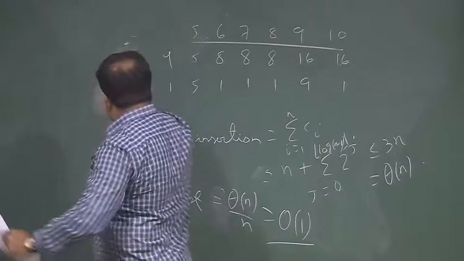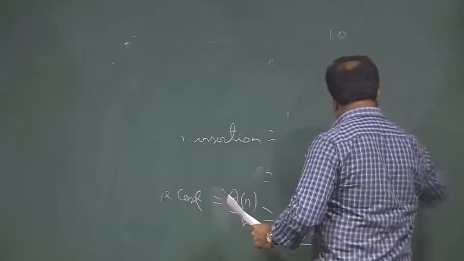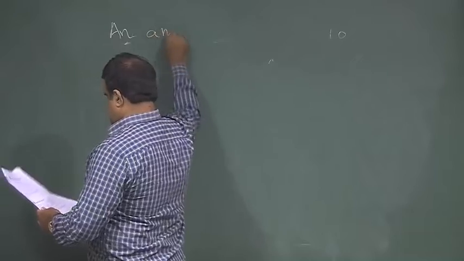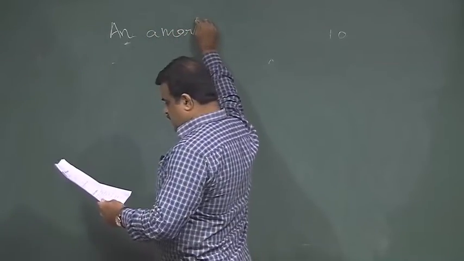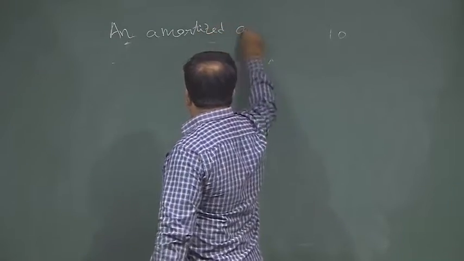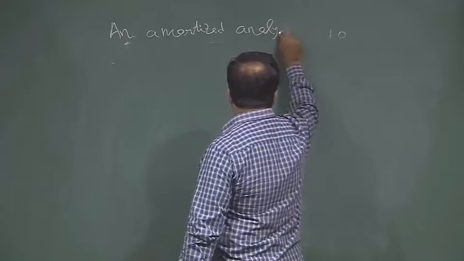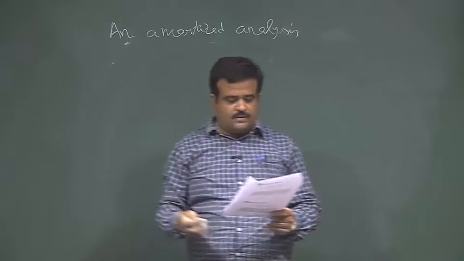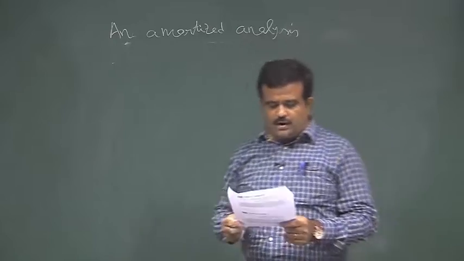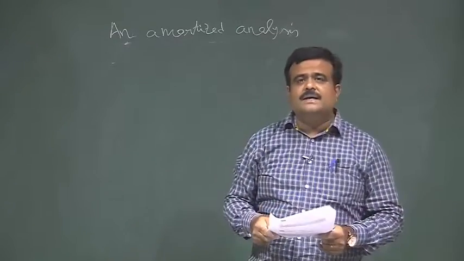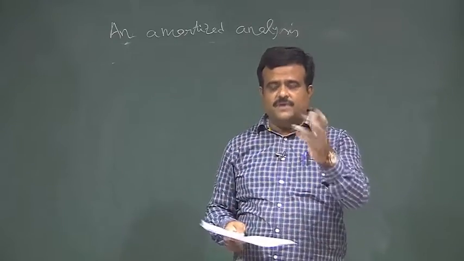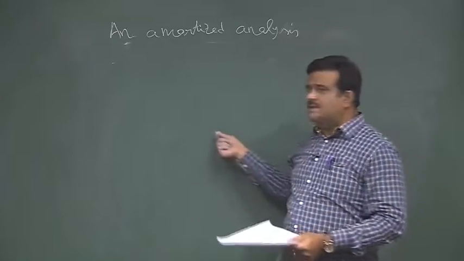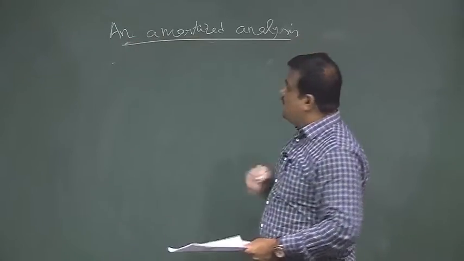So, let us write it. Amortized analysis is a strategy for analyzing a sequence of operations to show that the average cost per operation is small, even though a single operation within the sequence might be expensive, because some of the i's have expensive cost. This is amortized analysis.